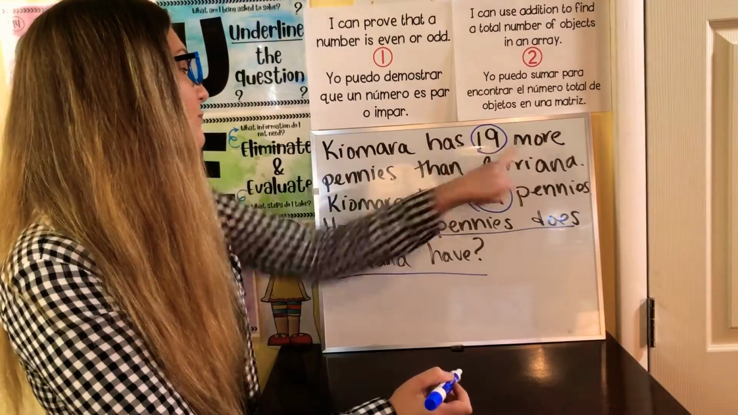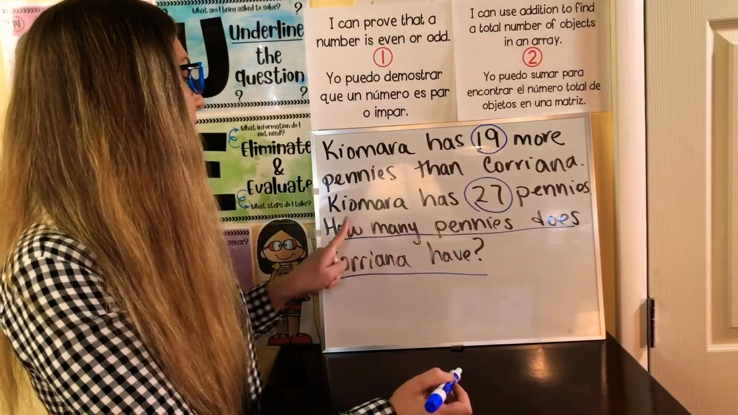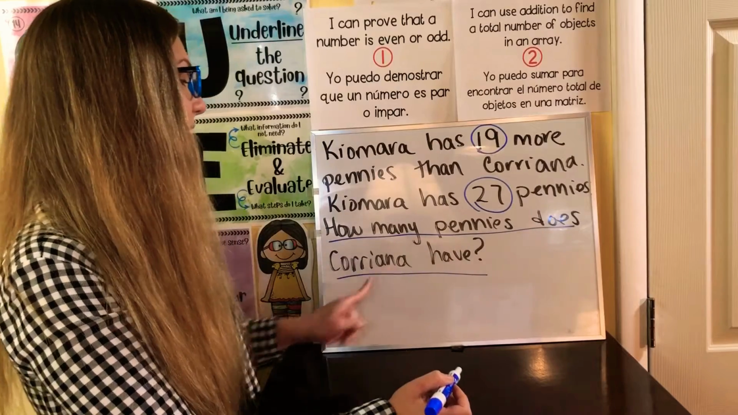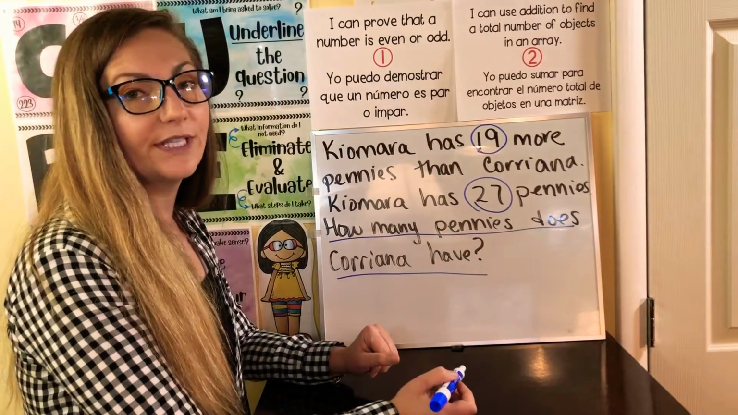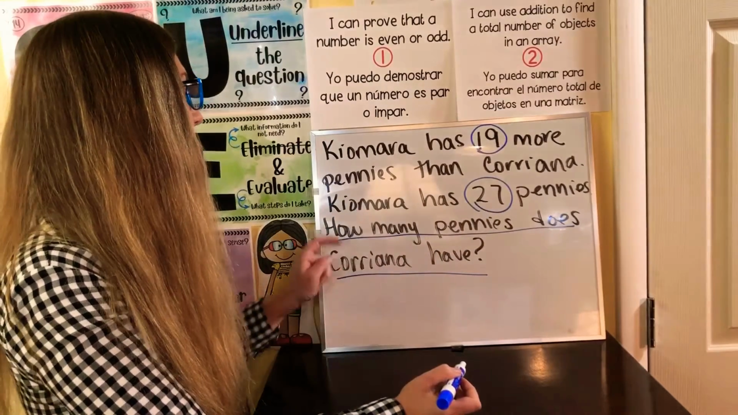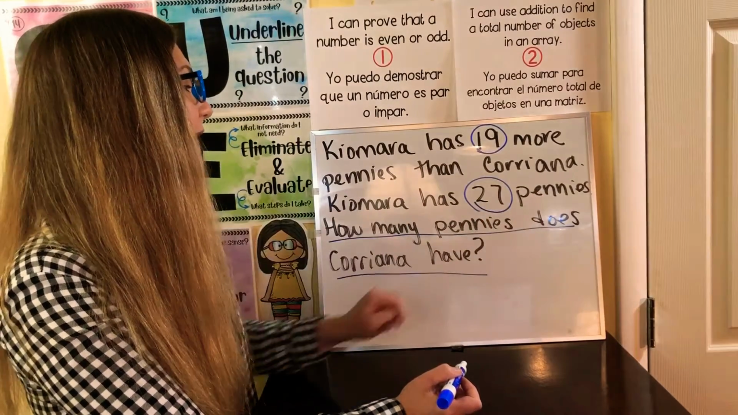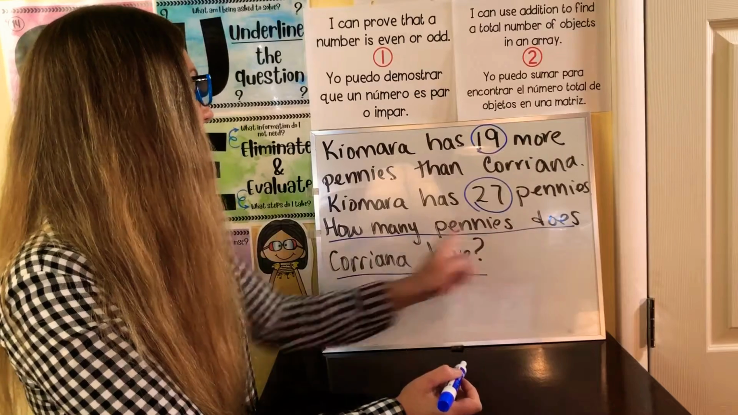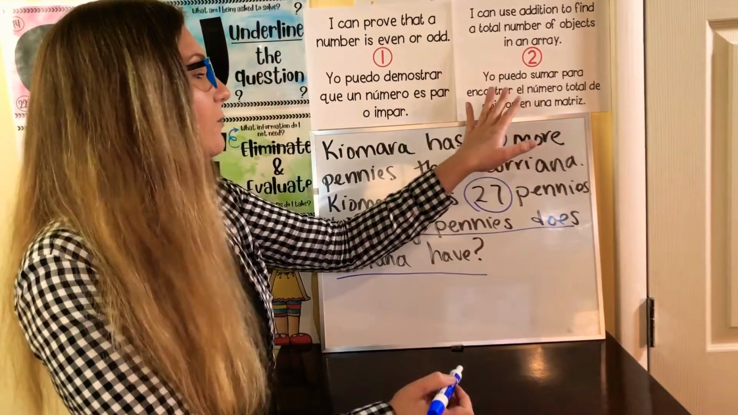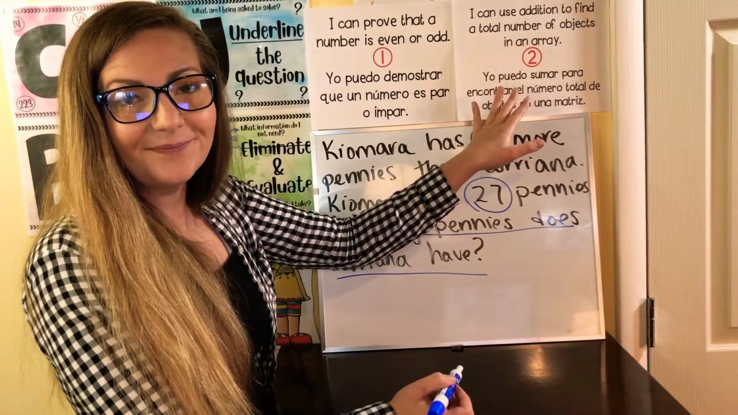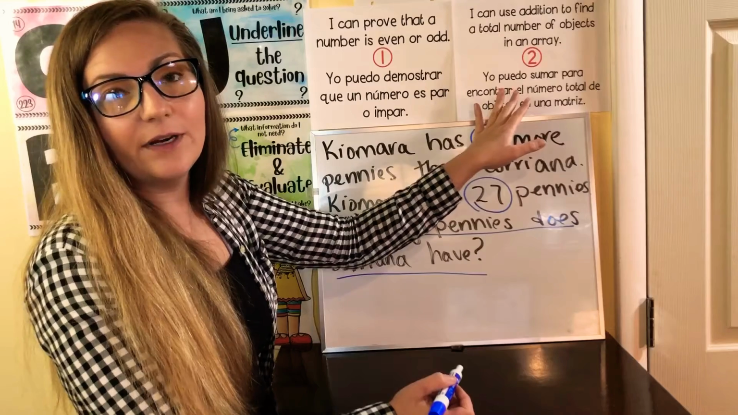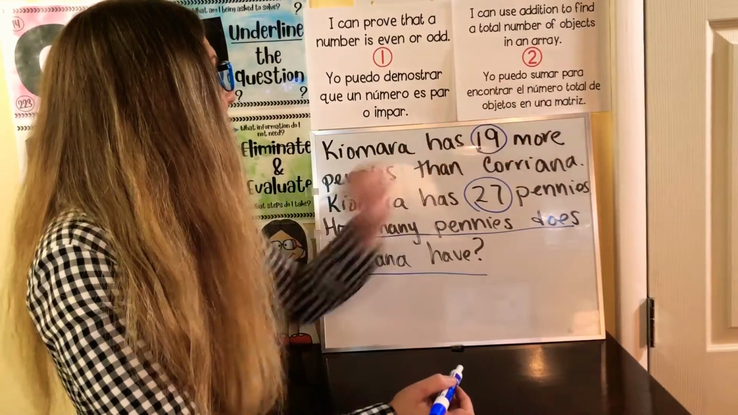Kiomara has 19 more pennies than Corriana. Kiomara has 27 pennies. How many pennies does Corriana have? We'll read it one more time, too. Kiomara has 19 more pennies than Corriana. Kiomara has 27 pennies. How many pennies does Corriana have? So what's this story about? Even if you're not looking at it, what is the story about? Kiomara has more pennies than Corriana, and we want to know how many Corriana has.